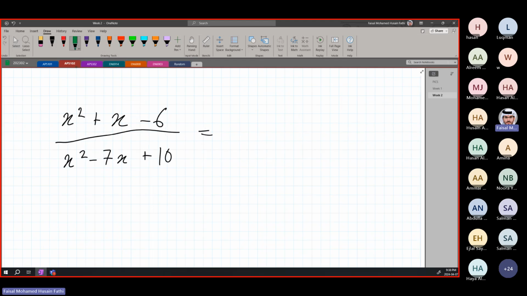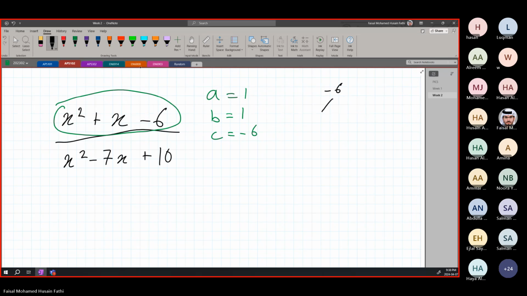So let us look at the top part first. The factors, again, remember, a is equal to 1, b is equal to 1, c is equal to minus 6. Yes, this is the same lesson. This is all algebraic fractions. You're going to look at your c value, so minus 6.